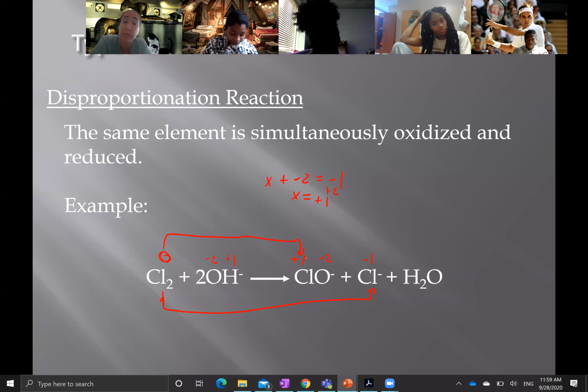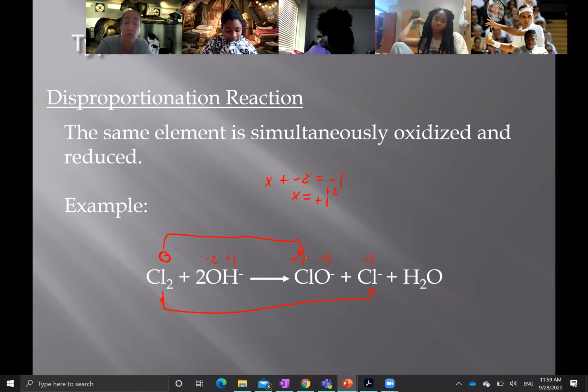Again, this only happens to elements that have a ton of different oxidation state possibilities. Chlorine is one of them. So you have to remember this type of redox. Even though it's weird and it has a weird name, it happens. You gotta be really careful, especially like the mistake that I just made. Be really careful and be able to get all of the oxidation states for everybody around.